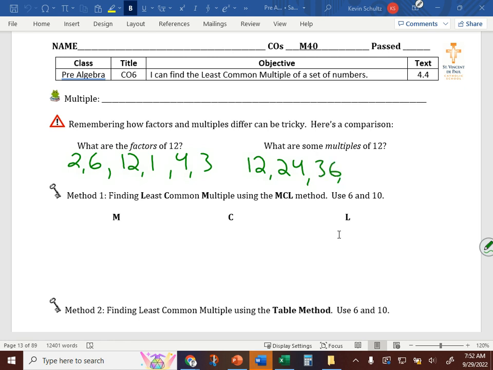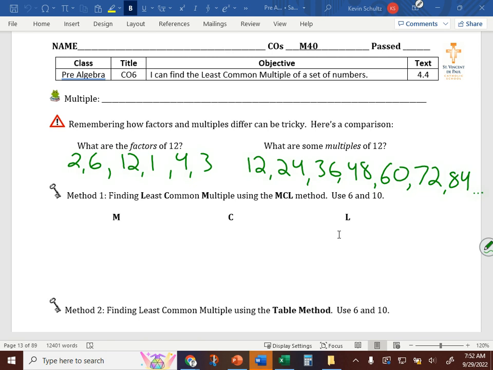36, and then 48, and then 60, and then 72, and then 84, and I could continue on forever, right?